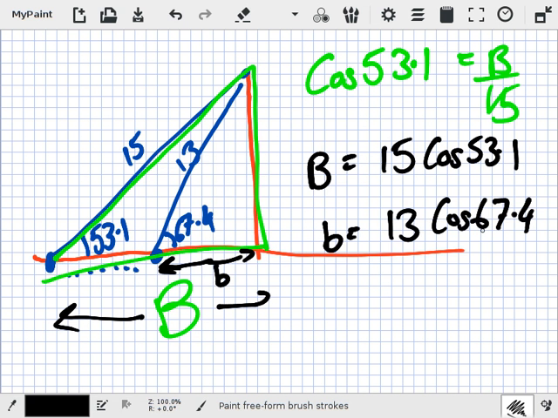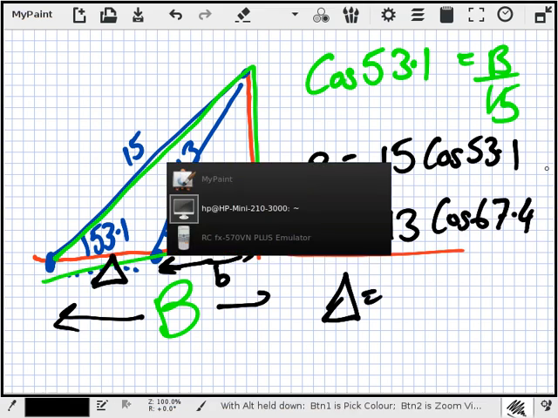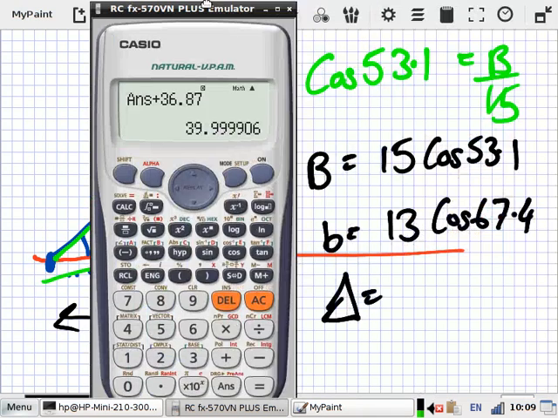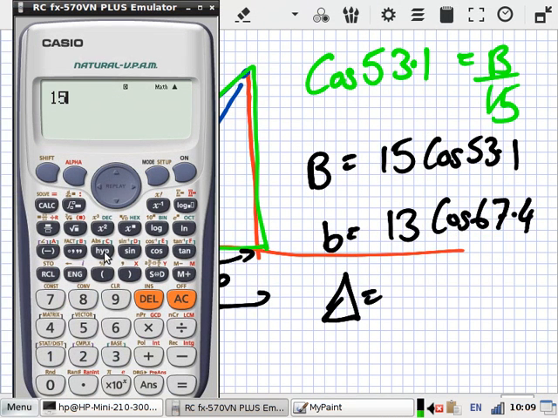And so the answer will just be the difference between the two. So if I call that distance here delta, then the distance we want will just be the difference between these two. So let's calculate the difference. So the bigger one minus the smaller one. 15 cos 53.1 minus 13 cos 67.4. So that's 4.01 meters.